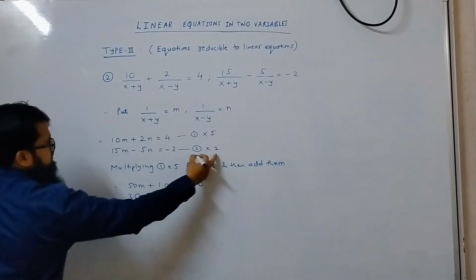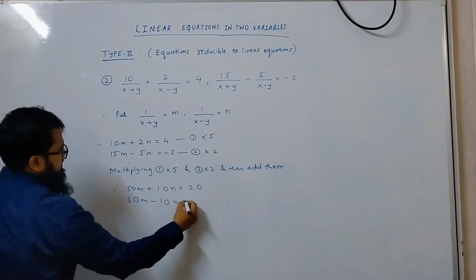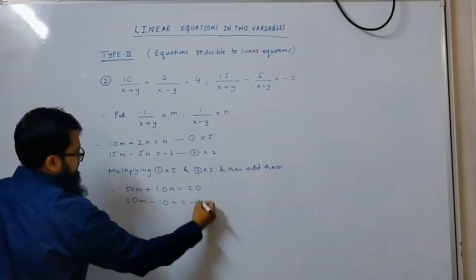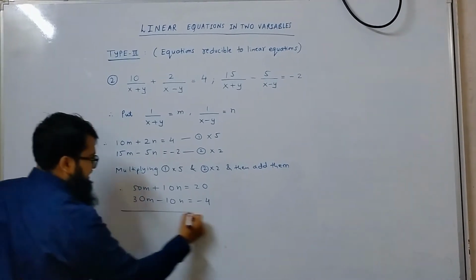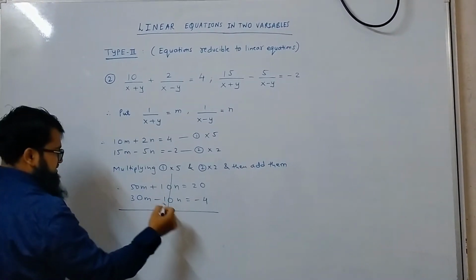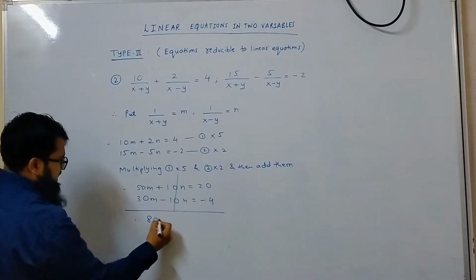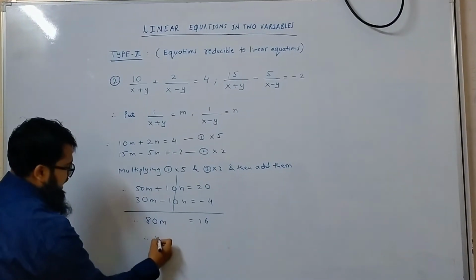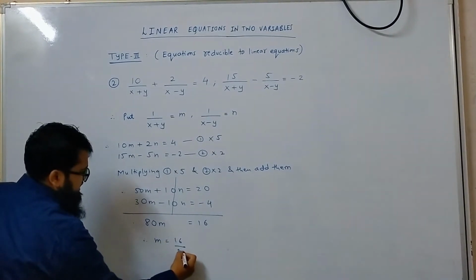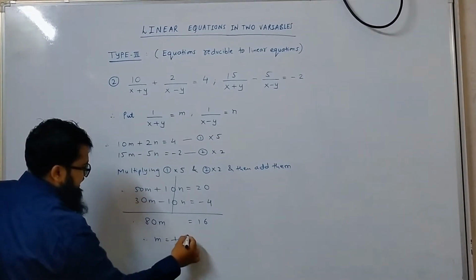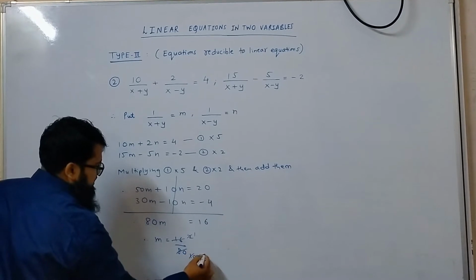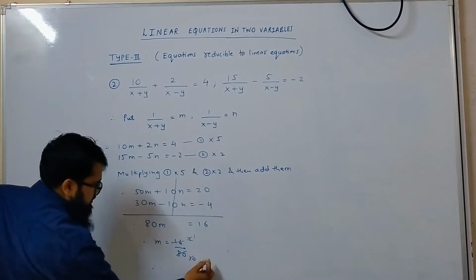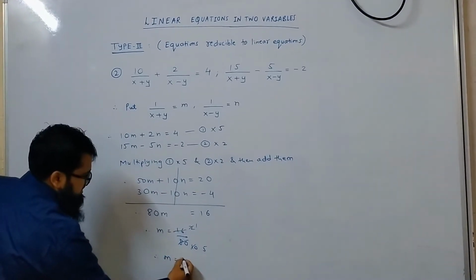30m minus 10n equals minus 4. Adding it, this gets cancelled out. 80m equals 16. Therefore, m becomes 16 by 80. 8 tens are 80, 8 twos are 16. Therefore, m is 1 by 5.